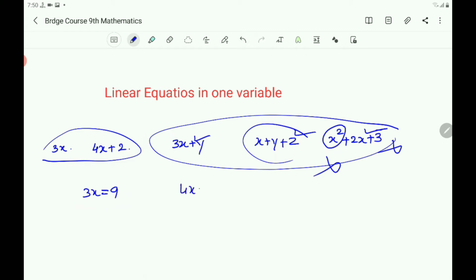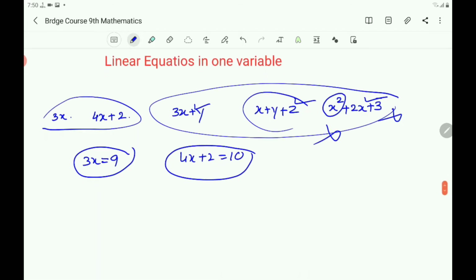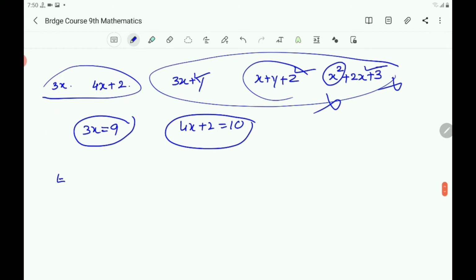Similarly, if you take 4x plus 2 equals, you can write equals to 0 or equals to 8, equals to 10, like this way. So here you got the equal sign and the highest power of the variable is 1. So it is a linear equation in one variable. This is also linear equation in one variable. So you can give many examples. Examples of linear equations in one variable.